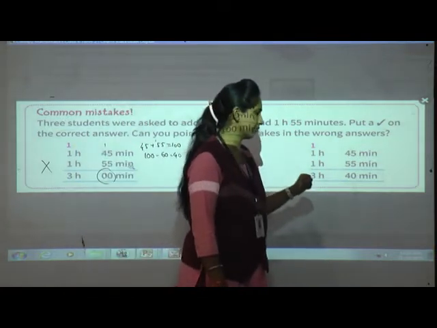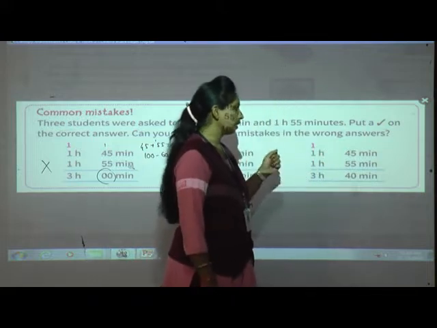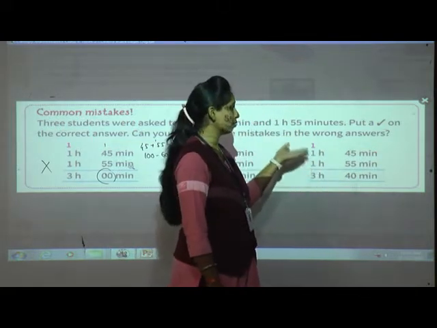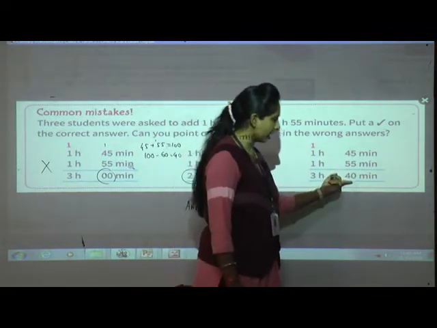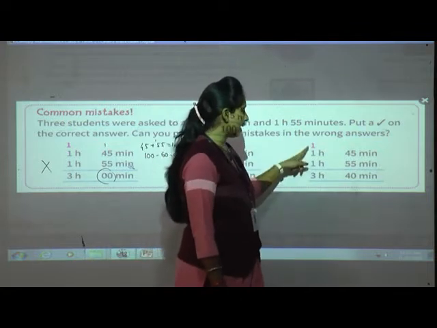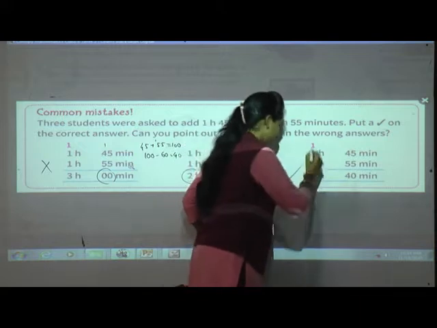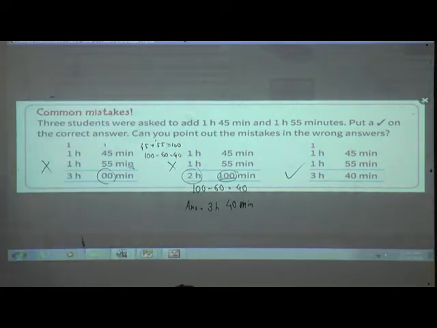Now the third student we will see. Now what has he done? He has done the addition of both. The answer is 1 hour and the answer is 100 minutes. So he has converted into hours, that is 1 hour 40 minutes. So 40 he has written in the minutes column and 1 he carried to the hours column and he has added all hours together. So this student has done correct. The others did wrong. Understood? So this mistake you don't make while solving on your own.